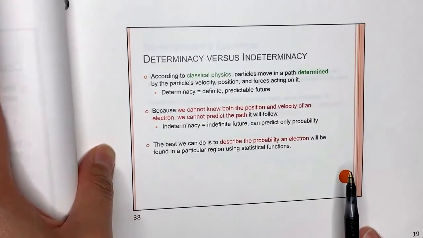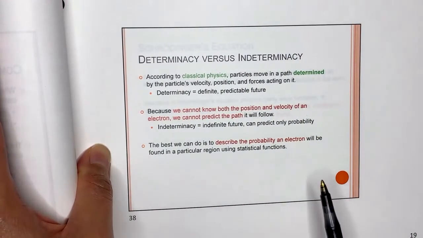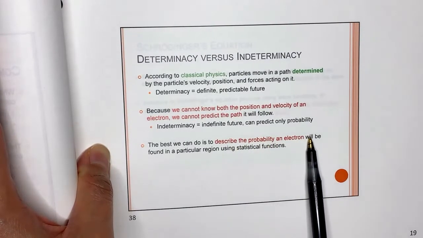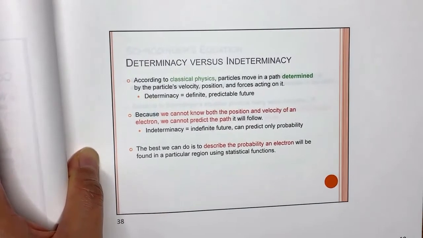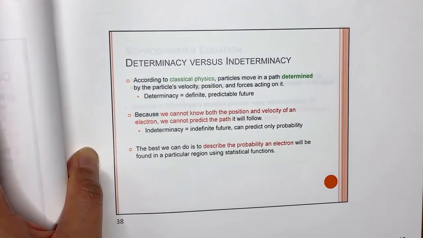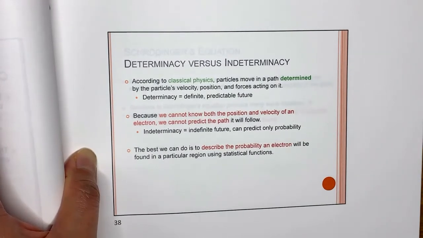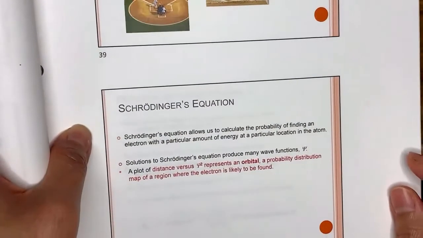So because we don't know both things at the same time, we will actually describe the probability of the electron being at a certain location. So when you have an electron, you either know where it's at or how fast it's going. But because we don't know both things at the same time, we calculate something called the probability of the electron's position. When we calculate it, it comes out in an equation called Schrodinger's equation.